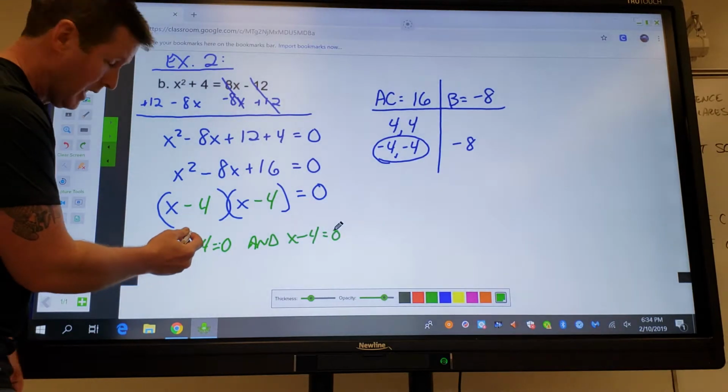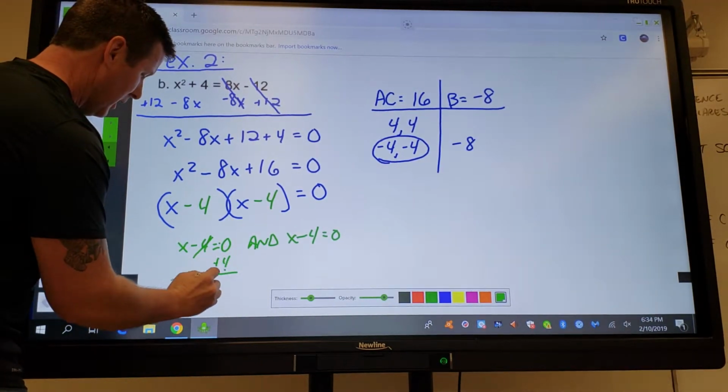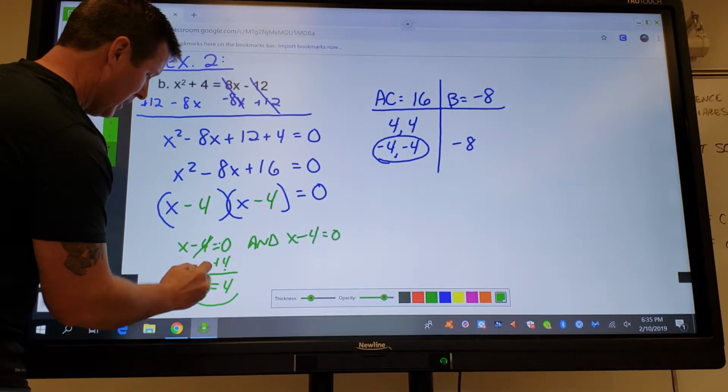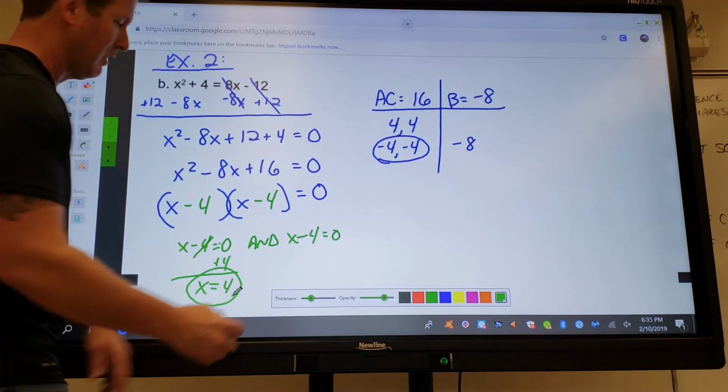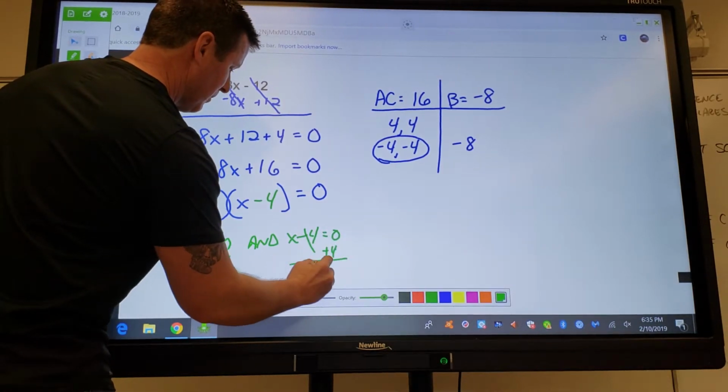How do I do that? I simply add 4 to both sides, and I get x equals 4. And we already know I'm going to get the same answer here by adding 4 to both sides.